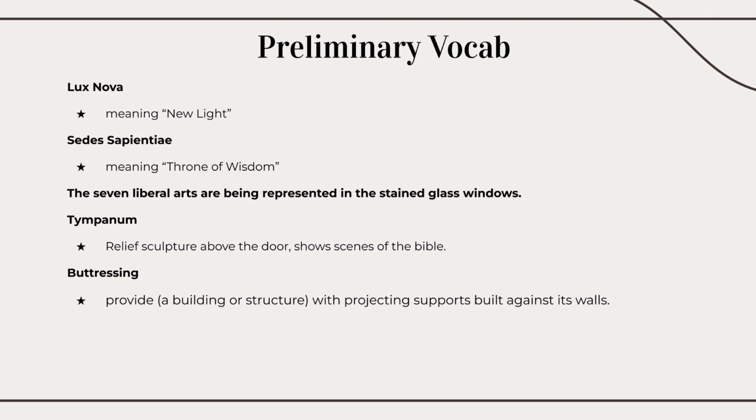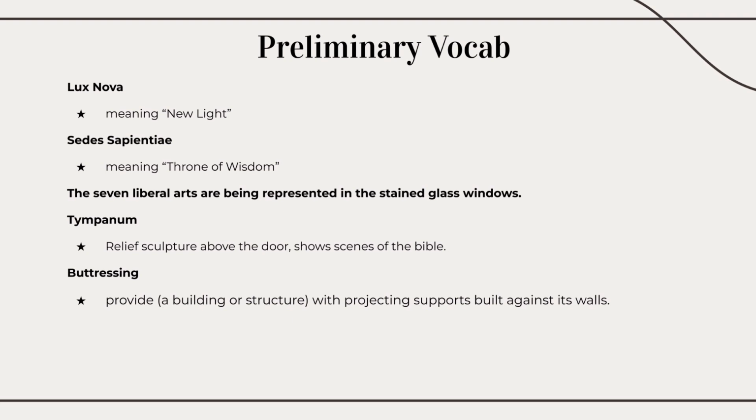Some important concepts to remember before we go into this presentation are the lux nova, meaning new light. The Char Cathedral is one of the first sightings filtered through stained glass windows. Sede sapiente is another important concept, meaning throne of wisdom. Sede is Latin for throne and sapiente is wisdom.